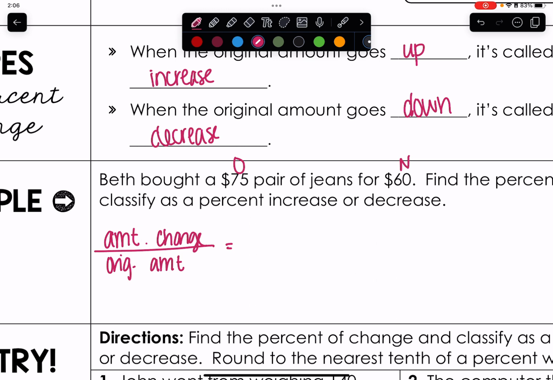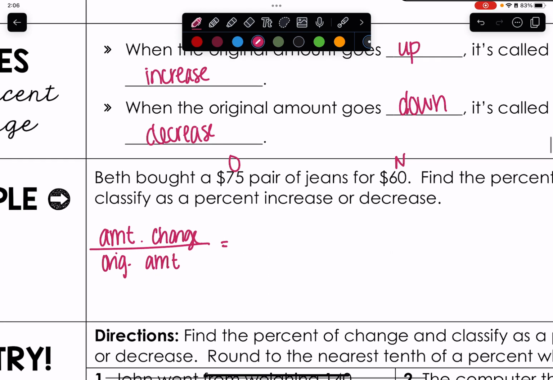So the question is, how much have I changed? If it originally was $75, but I got it on sale for $60, how much changed between those prices? How much did I go down by? I think I heard it, 15. If you don't know, you can always subtract. If you're like, I don't know what the difference between 75 and 60 is, I'm hoping we do, right? I'm hoping we can see that there's a difference of 15 between them.